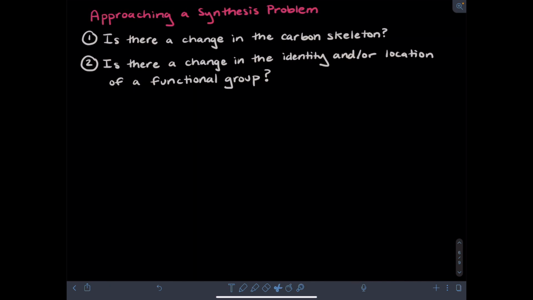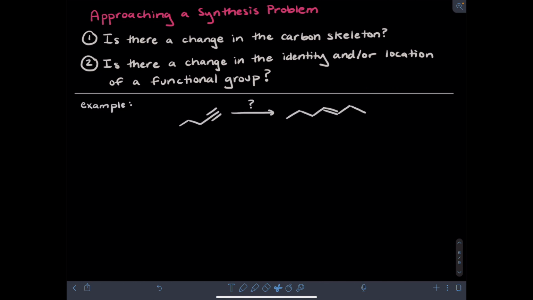When approaching a synthesis problem, I recommend thinking about 2 things. First, is there a change occurring in the carbon skeleton, meaning either the arrangement of the carbons or the number of carbons? And next, is there a change occurring in the identity or the location of a functional group? As an example, let's consider the following synthesis problem. I'm starting out with a terminal alkyne, and in the product I have a trans alkene.